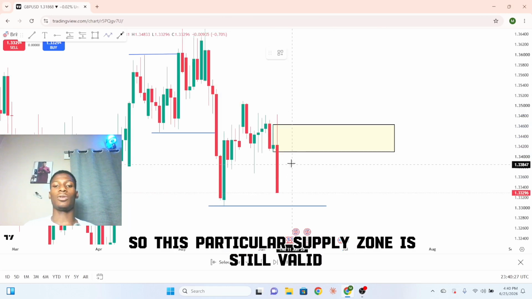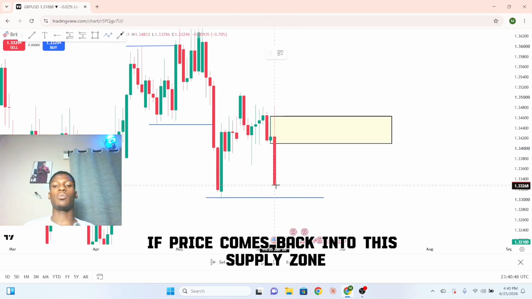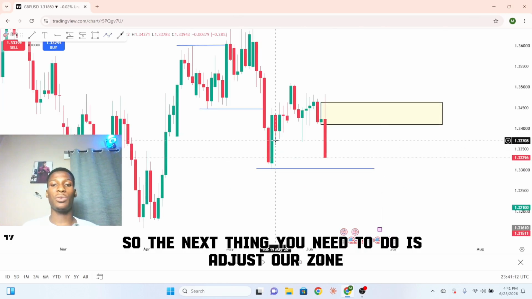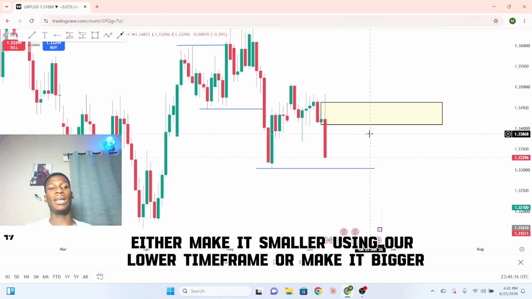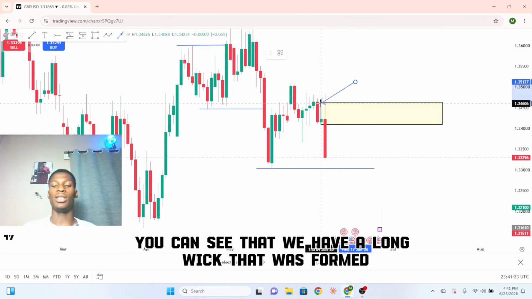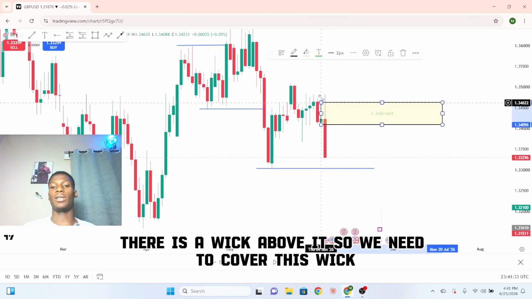This particular supply zone is still valid because price is yet to enter into this particular point. If price comes back into this supply zone, we are going to sell the trade downward. The next thing we need to do is adjust our zone, either make it smaller using our lower time frame or make it bigger. Make sure that you have a proper zone. You can see that we have a long wick that was formed after the candlestick before this long wick. There is a wick above it, so we need to cover this wick.